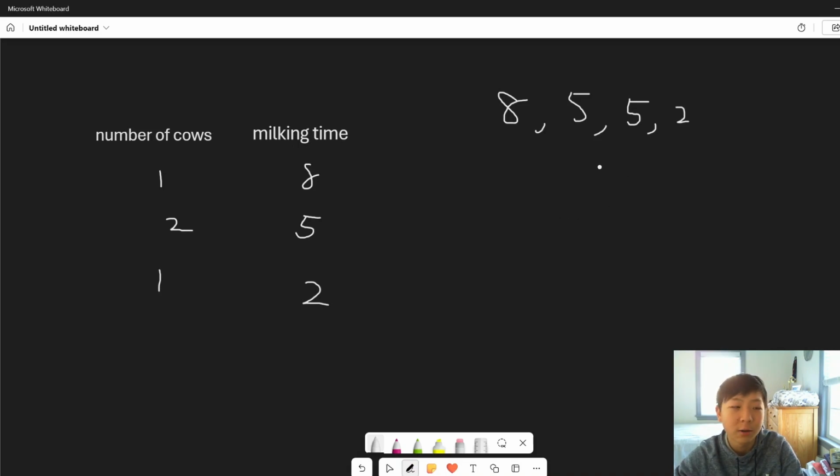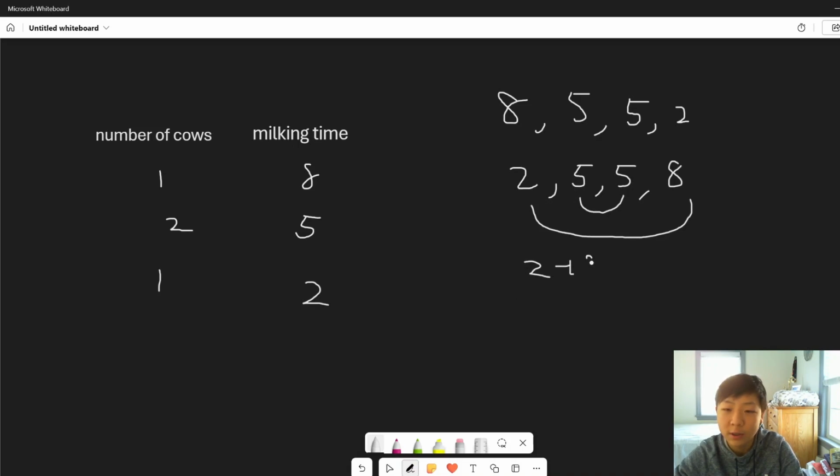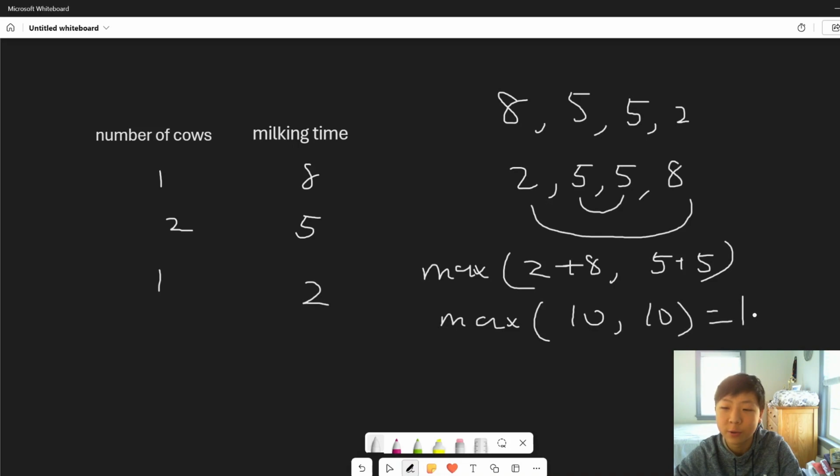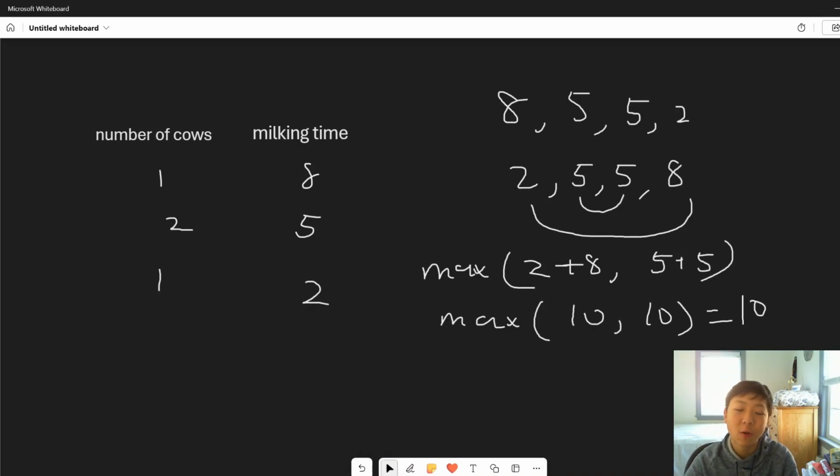Notice the order of the cows doesn't matter because we're going to pair them up anyway, so we can just sort them for now. If we sort this, we have 2, 5, 5, and 8. Now the optimal solution is pairing the 2 with the 8 and the 5 with the 5. So this will get us 2 plus 8 and 5 plus 5. And all we need to do is take the maximum of that to get the total time. So this would be equivalent to the max of 10 and 10, which is just going to be equal to 10.